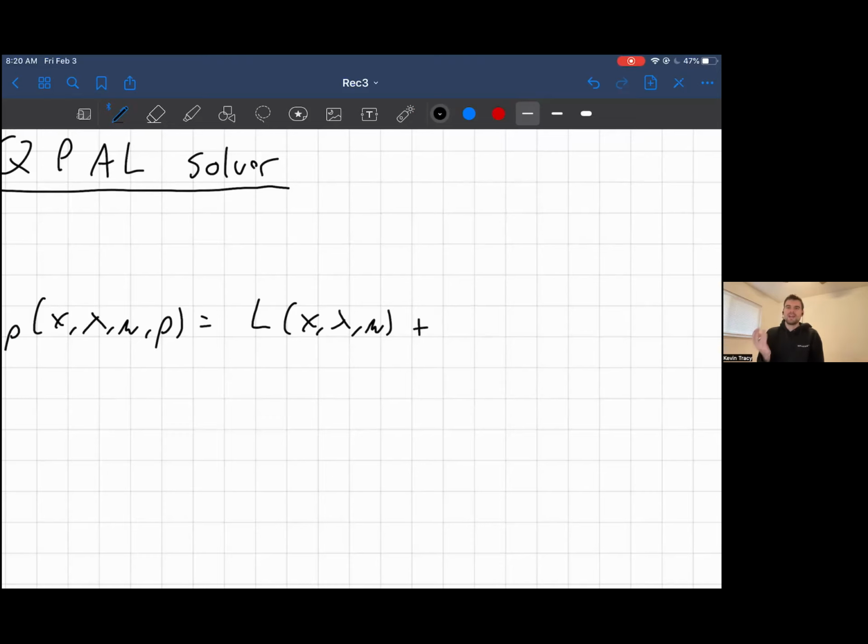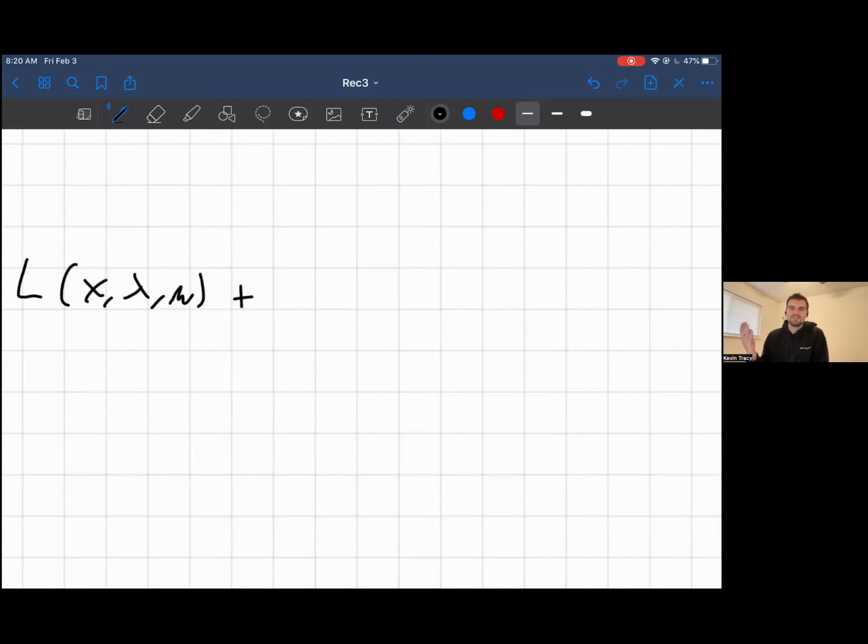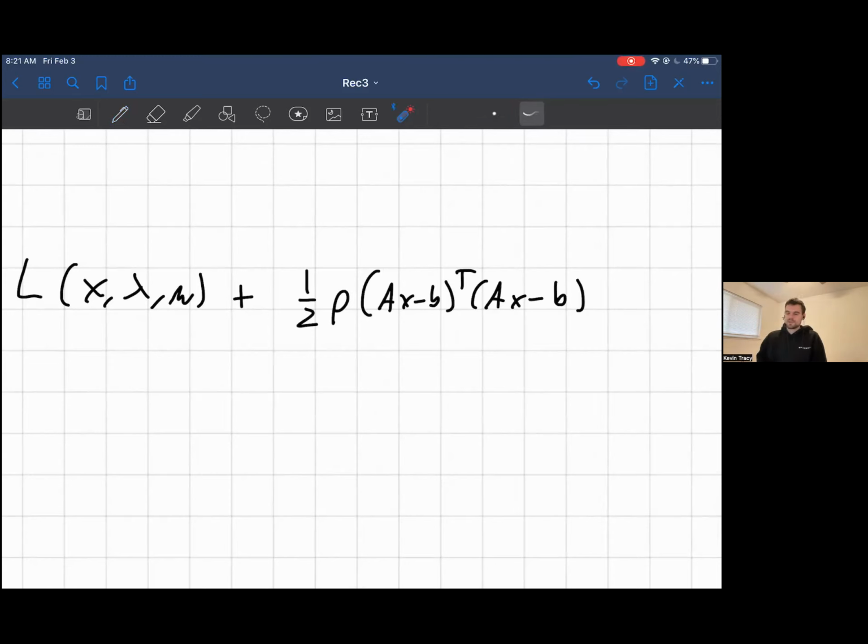plus, and now we're going to add 2 penalty terms for violations in the constraints. So if I violate the equality constraints, that means that c of x is not equal to 0. That gives us 1/2 rho (Ax minus b) transpose (Ax minus b). If we think about this, if Ax equals b, so our primal feasibility is satisfied, then Ax minus b is 0. And 0 transpose 0 is 0. So if this constraint is satisfied, this term is nothing. But if the constraint is not satisfied, it's going to add a penalty in the cost function.